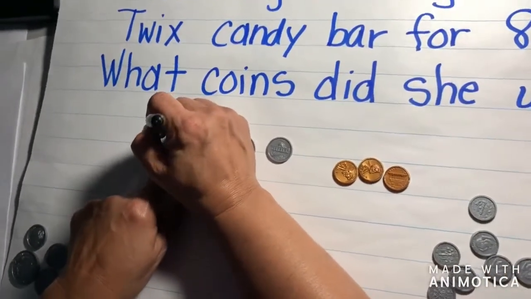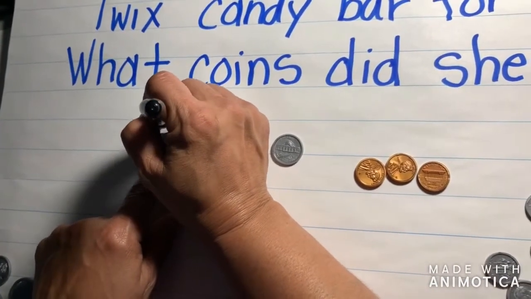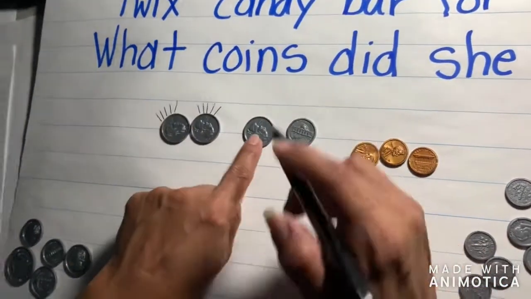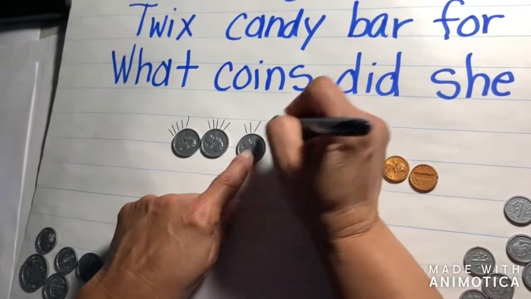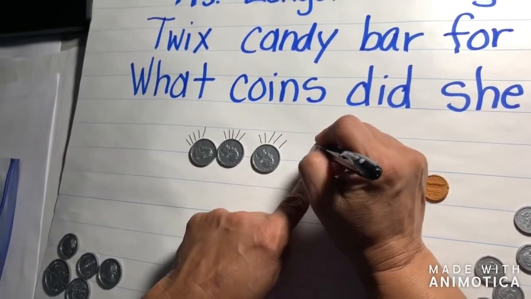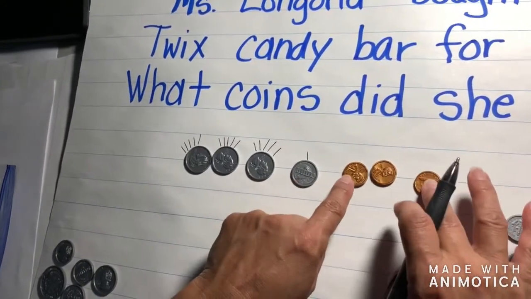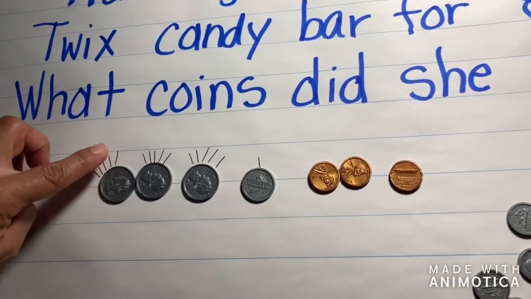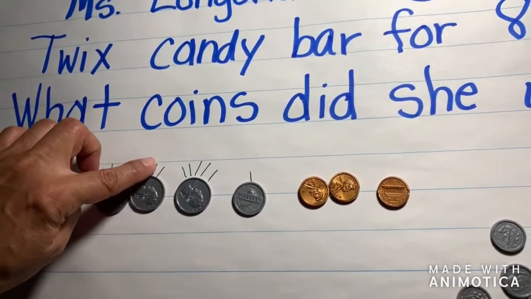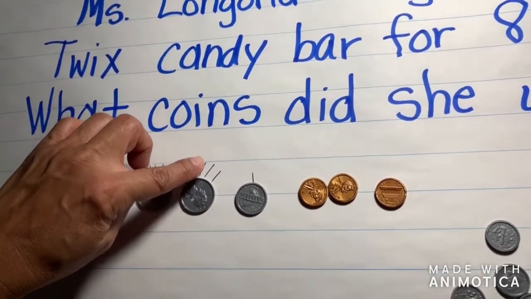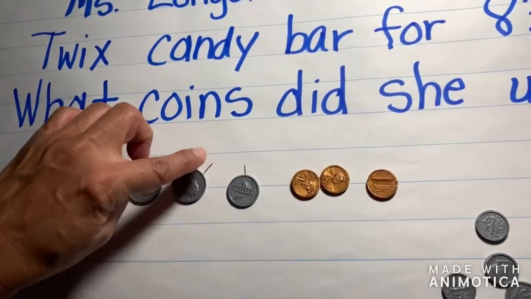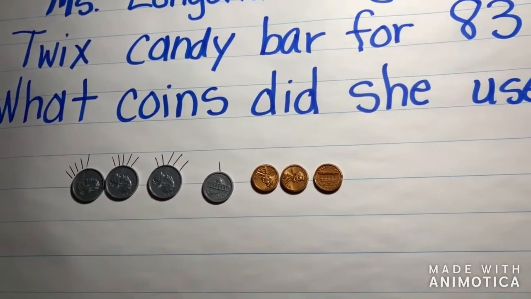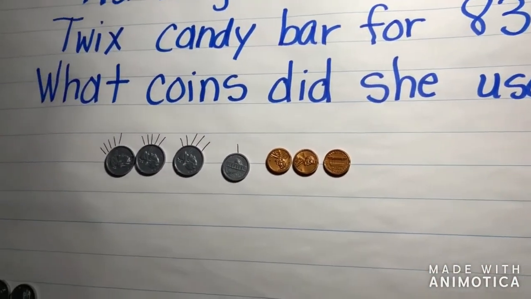So if you were going to use hairy money for this, you'd need 5 hairlines for each quarter. And 1 hairline, and of course your 3 pennies. So if I was counting by 5s, 5, 10, 15, 20, 25, 30, 35, 40, 45, 50, 55, 60, 65, 70, 75, 80, 81, 82, 83 cents. So that's another way I can get 83 cents.